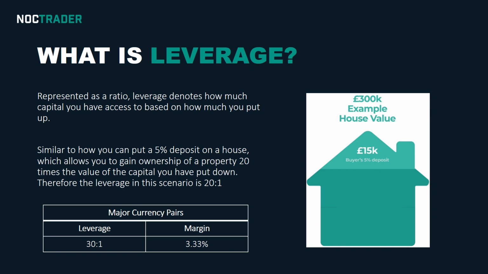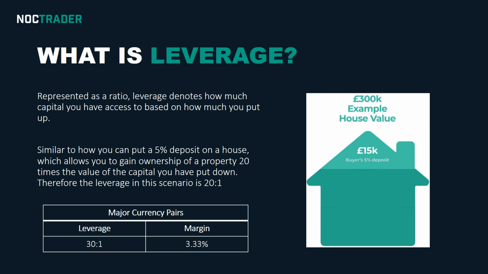So if you have a 5% deposit for a house, then the bank could potentially lend you the other 95% of the value of the house. That means you have access to a property that's worth 20 times the value of the capital that you put up. In this analogy, if you had 15k and the house is worth 300k, the bank would lend you the rest, and in turn you've got a leverage of 20 to 1, because you've only put up 15k, but the house is worth 300k and you have access to it.